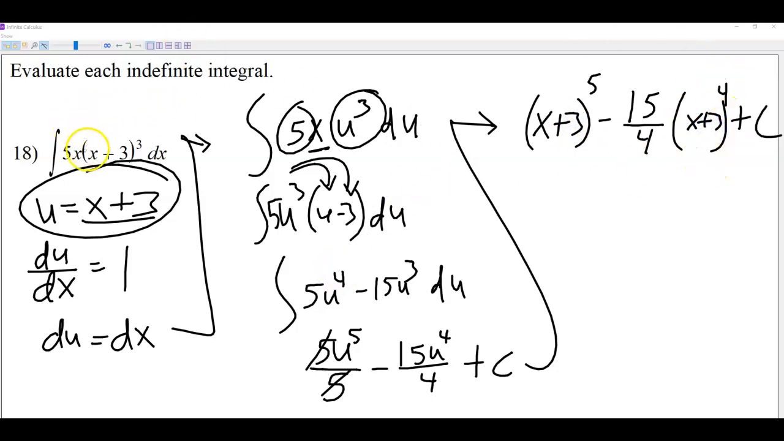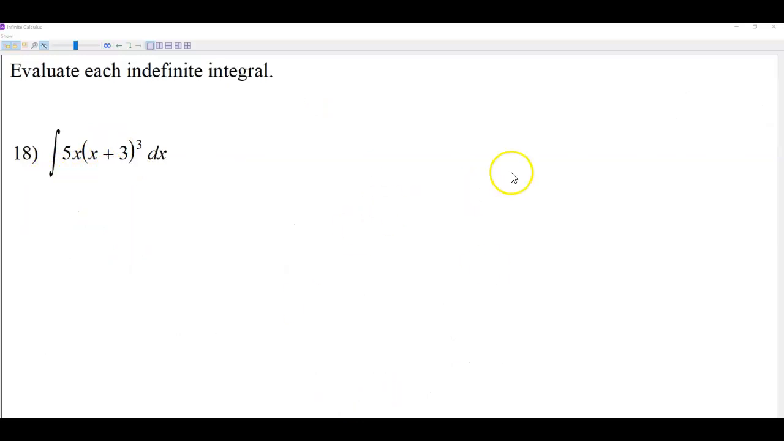So whenever you have an x left over, even after you do u substitution, you go back to this equation, solve for x, and whatever you get for that, you plug that in for x. And at that point, you should have no more x's left in your equation. All right, one more thing to look at.